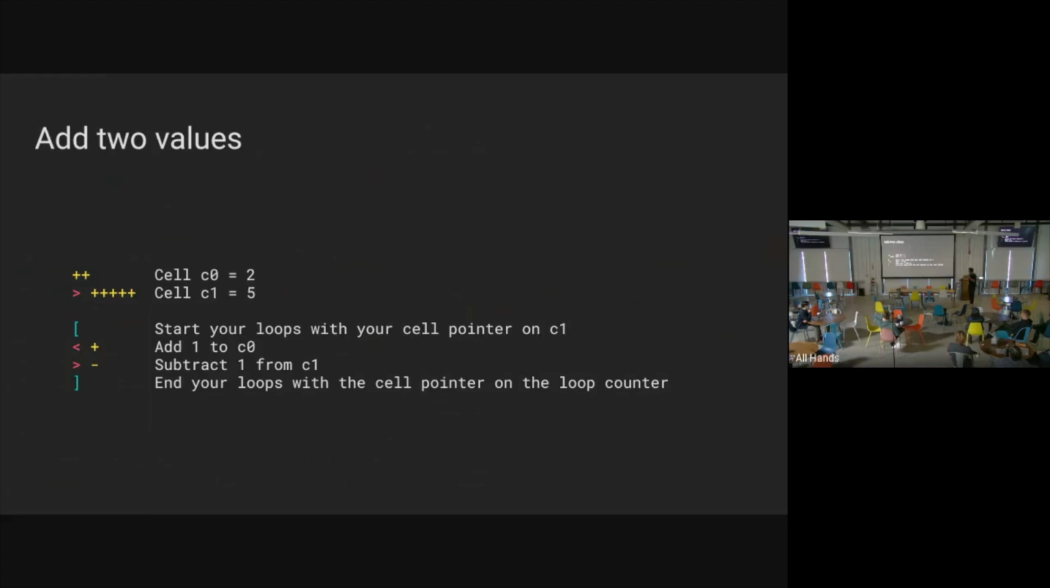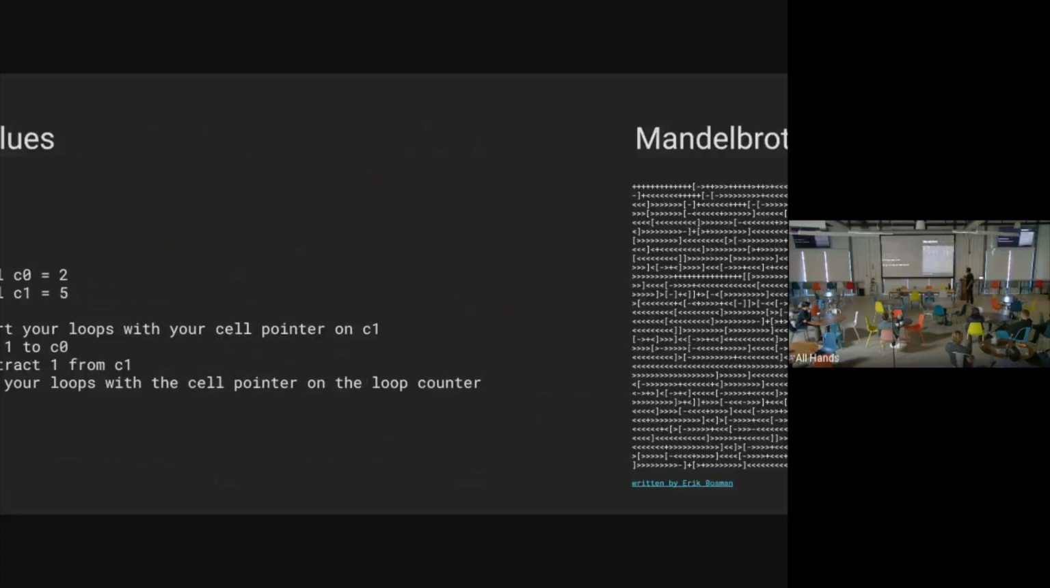And then you start your loop. The first thing that you do is you go back to C0, and you add 1 to it. And then you go right to C1, and then you subtract 1 from it. And you keep looping. And your loop will basically end once C1 reaches 0, then the loop will end, your program will terminate. And now you have this ability to add two numbers, C0 and C1, right?